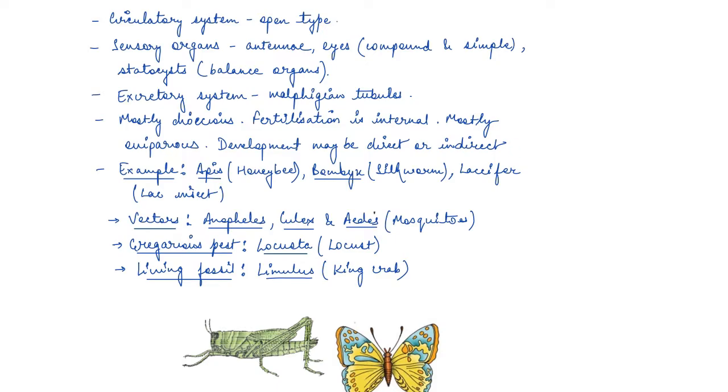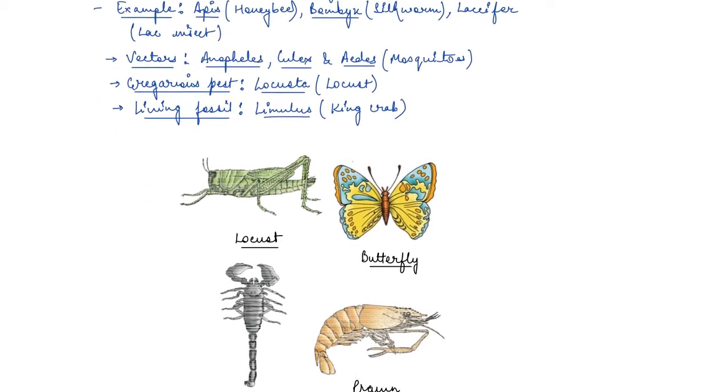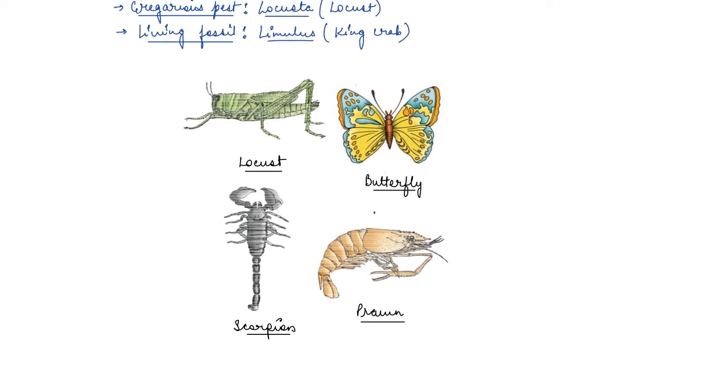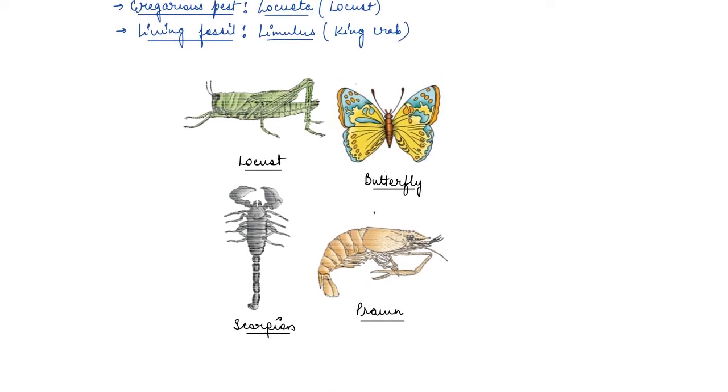Okay, now some examples of Arthropoda are Apis, which is nothing but honeybee, Bombyx mori, which is silkworm. Then we have Laccifer, which is lac insect. Then we have different vectors like the mosquitoes. So we have Anopheles, we have Culex, we have Aedes, all are different species of mosquitoes. We have gregarious pests like Locusta. We have a living fossil like Limulus, which is a king crab. So basically, you can see that there is a lot of diversity when it comes to phylum Arthropoda.